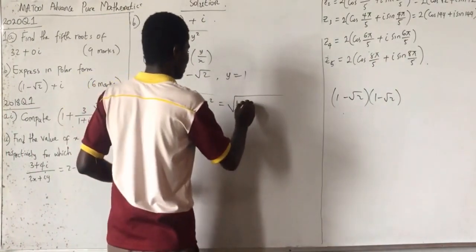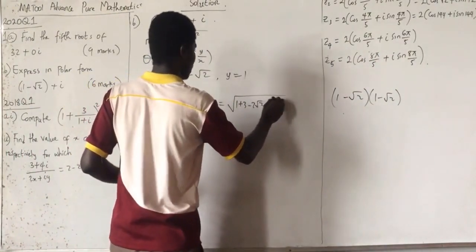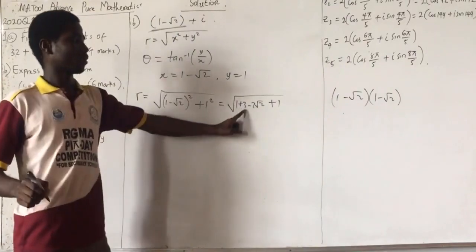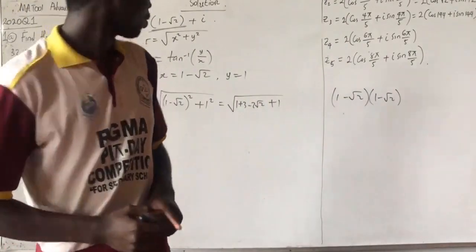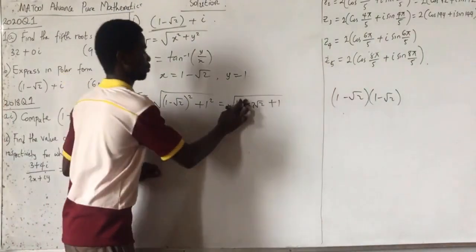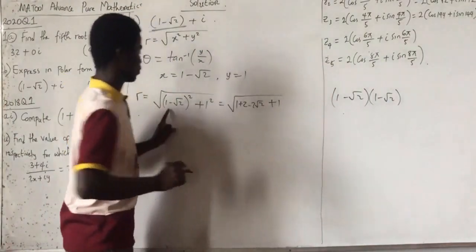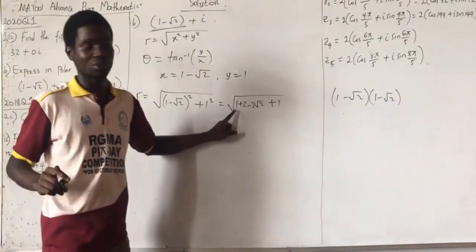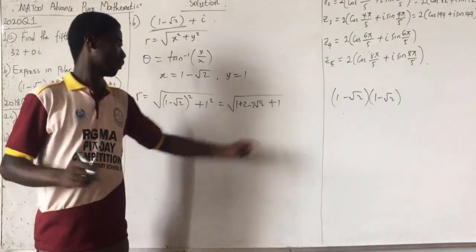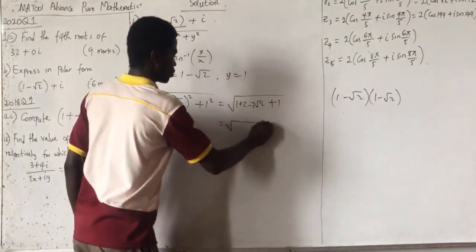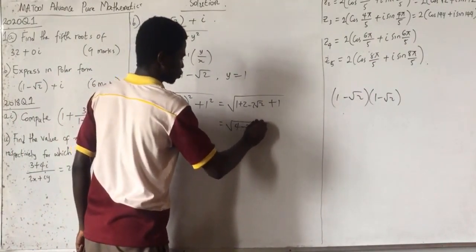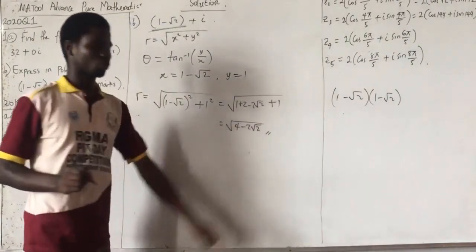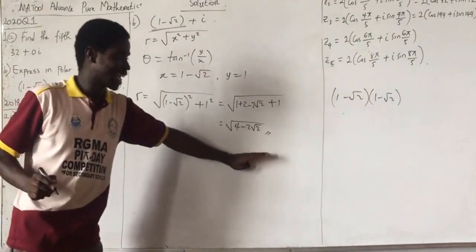I have 1 plus 3 minus 2 root 2 plus 1. So 1 plus 3 is 4, plus 1 is 5. Oh, that's 2. When you expand this, you are going to get 3 minus 2 root 2, plus 1. So this will give me the square root of 4 minus 2 root 2. That is what you are going to get. That is your R. Leave it like that.